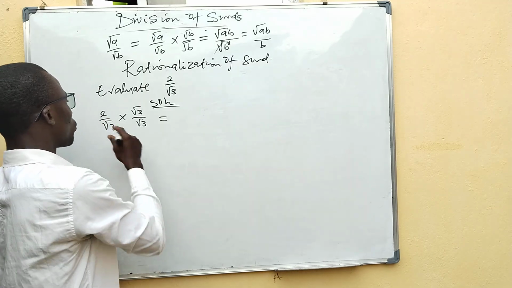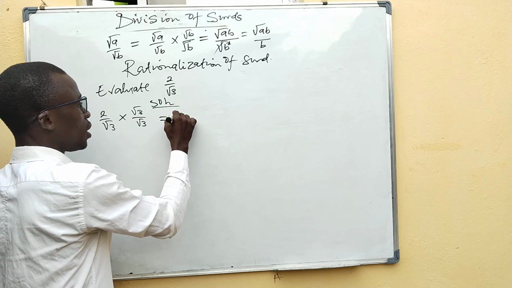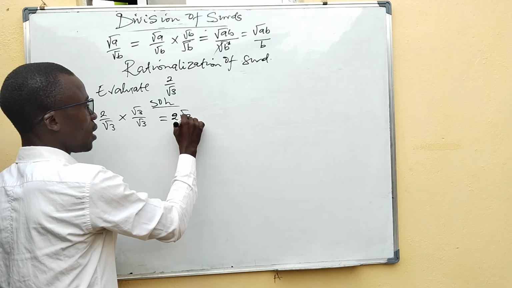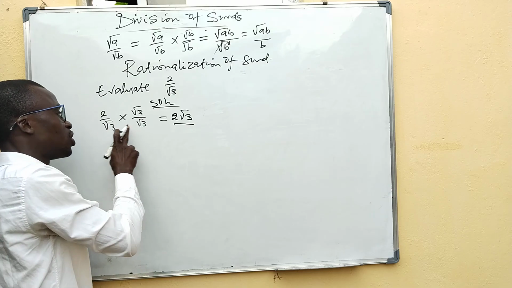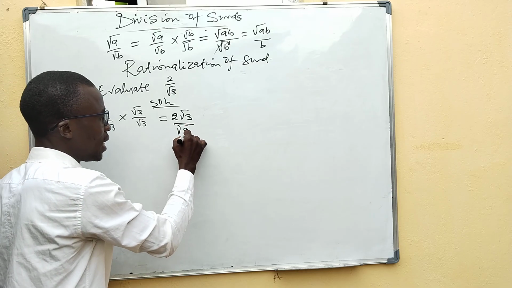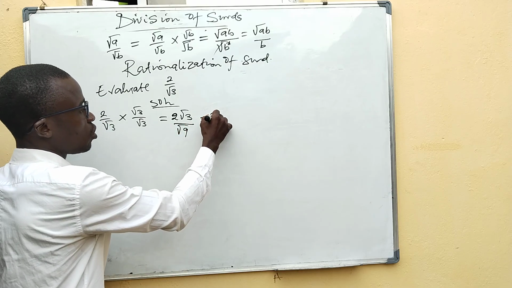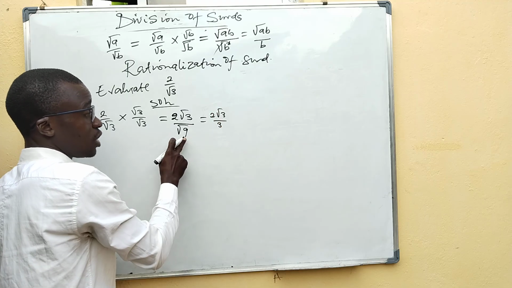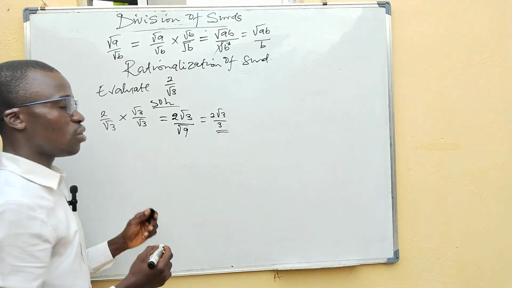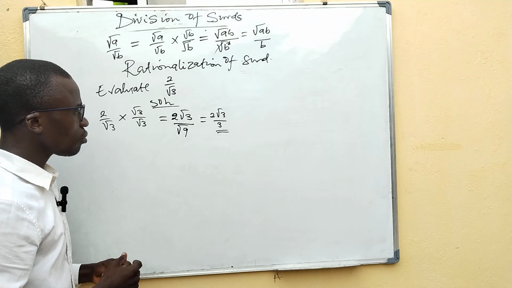What you do is that 2 times root 3 is 2 root 3, all over root 3 times root 3. Because this one has root, this one has root. That is why it is root 9. Then if you simplify further, it becomes 2 root 3 over, square root of 9 is what? Square root of 9 is 3. So that would be the answer to that.